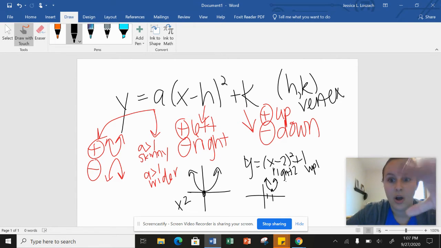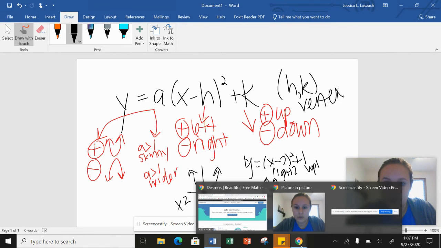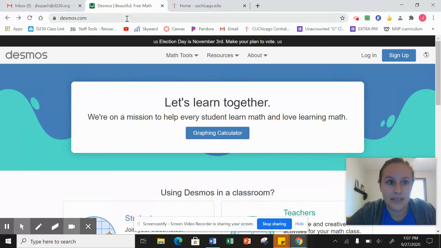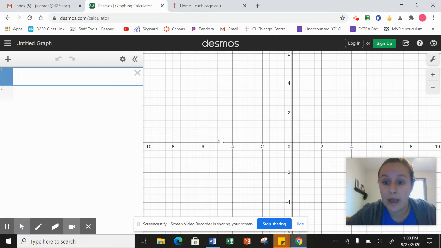Okay? So all of this stuff you have to know in order to do all of these questions. Now, a trick to help you. If you go to www.desmos.com, it's going to look like this. You don't need an account. You can just hit graphing calculator on the main screen. Now, this is just a calculator like you have, but it's easier to see on the computer.